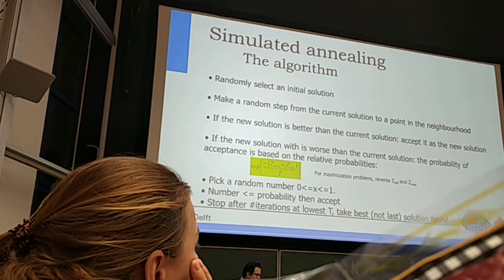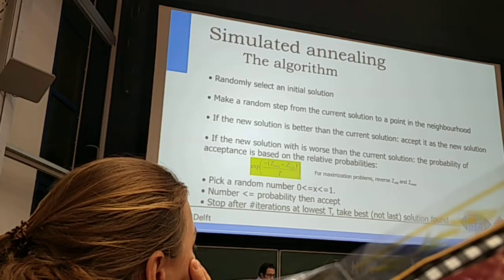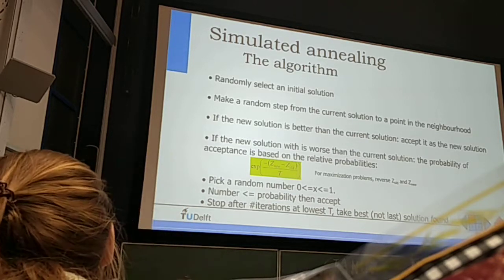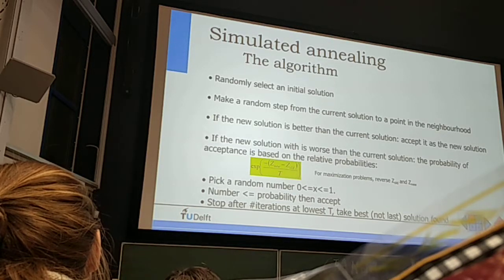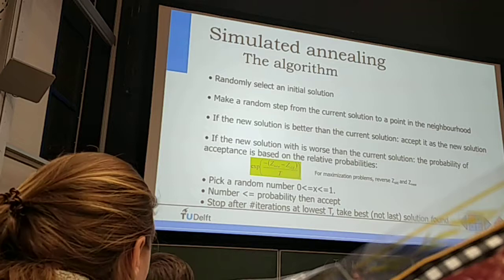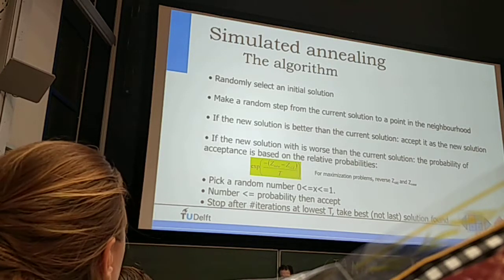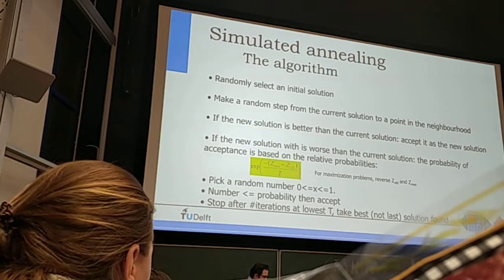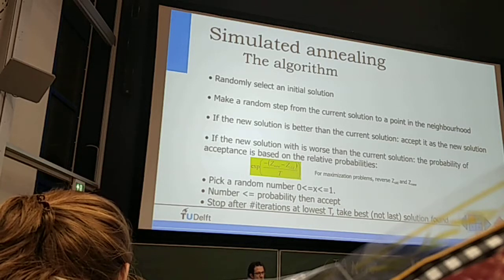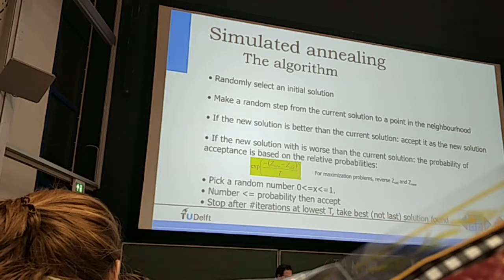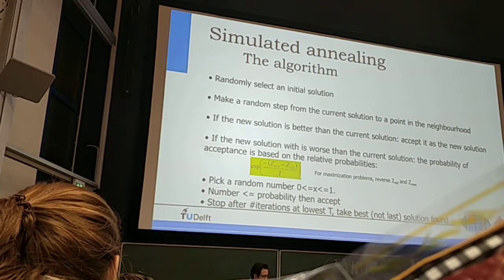And that a certain chance we accept it. What we then do is we pick a random number between 0 and 1. And if that random number is lower than the probability, then we'll accept it. So if we have a probability of 1, then we'll always accept it because the random number will always be less. And if it's higher, then we'll actually reject it and look at the next point we can look at.